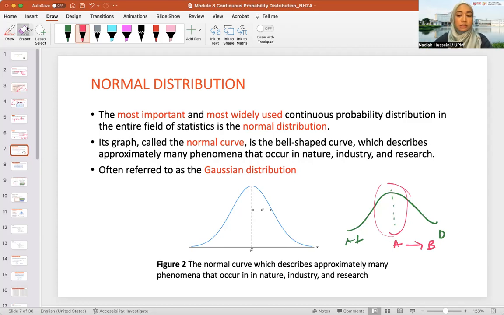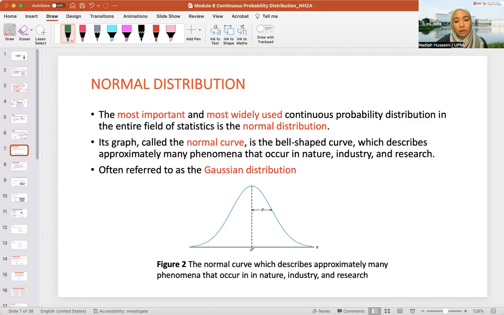Okay, so let's talk about what normal distribution is. Often it is referred to as Gaussian distribution. I think you learn about this in other classes as well, maybe Maths 3. Its graph called the normal curve is the bell-shaped curve, which describes approximately many phenomena that occur in nature, industry, and also research. So here you have two parameters that you need to be aware of. You have your mean, and you also have your standard deviation.